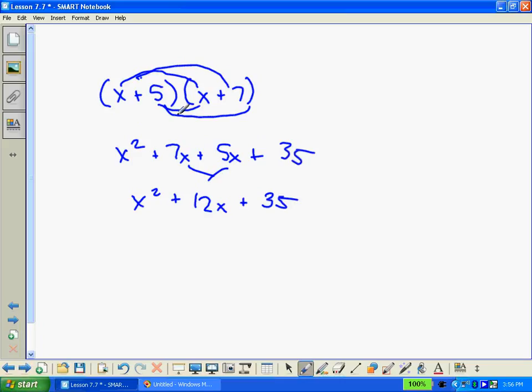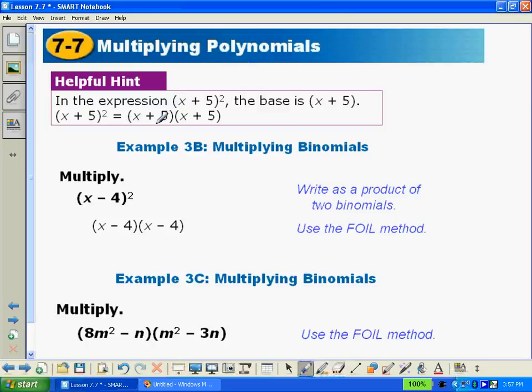That is the product of the quantity x plus 5 times x plus 7. This is a really important hint. When you have a binomial squared, a lot of times people want to say that that is x squared plus 25. You square each of the terms, but that is not correct, because that exponent 2 means you multiply the base times itself 2 times. So x plus 5 squared really means x plus 5 times x plus 5, which is something very different than x squared plus 25. Let's look at an example.